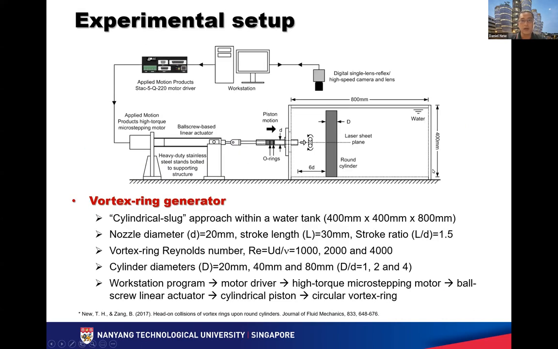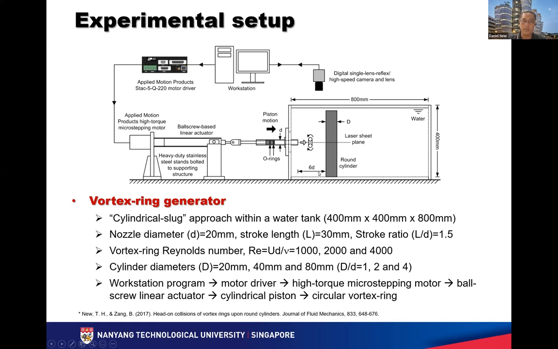Now let's move on to the experimental setup that we make use of for the round cylinder collision. As you can see over here, this is the water tank that we made use of for our study. We basically make use of a cylindrical slug approach, and the nozzle diameter that we use to produce the vortex rings is 20 mm. The stroke length was 30 mm, which gives us a stroke ratio of 1.5. So we make use of a relatively short stroke ratio so as not to form a trailing jet behind the vortex ring. So we're going to get relatively clean, discrete vortex rings. The Reynolds numbers of vortex rings that we look at are 1,000, 2,000, and 4,000. But the cylinder diameters vary from 20 mm, 40 mm to 80 mm, which is rather nice because that's going to give us diameter ratios of 1, 2, and 4.